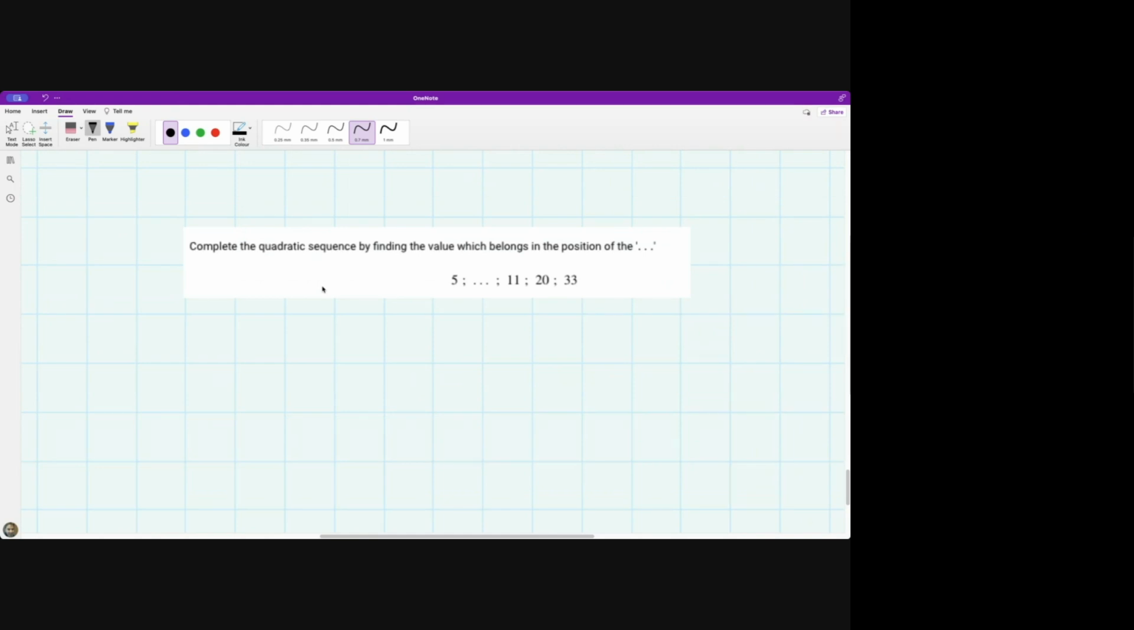Can you find me the missing term? So the missing term is T2. We've got T1, we've got T3, T4, T5. I'll give you some time to do this.